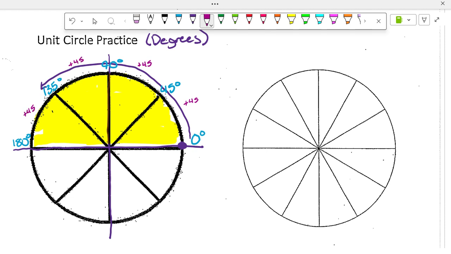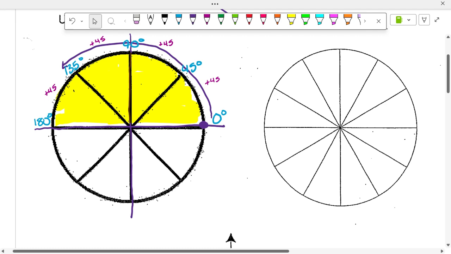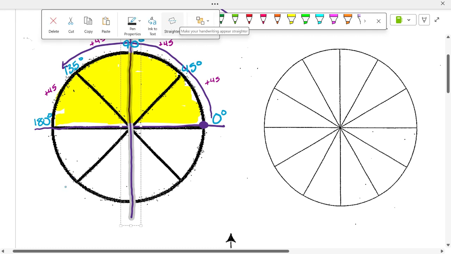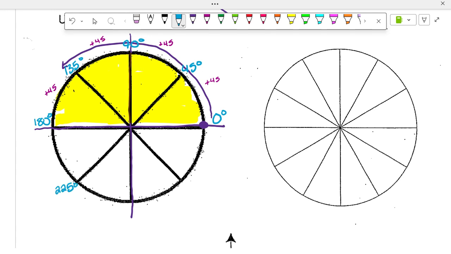So if we follow that same pattern, so starting with 180 and we keep going, what do you think this one would be? Not 45. Add 45 to 180. 225. If I add another 45, what would that be? 270. If I add another 45, what would that be? 315. And then the last 45 would be 360. So that's the pattern for the fourths. You're just going up by 45.